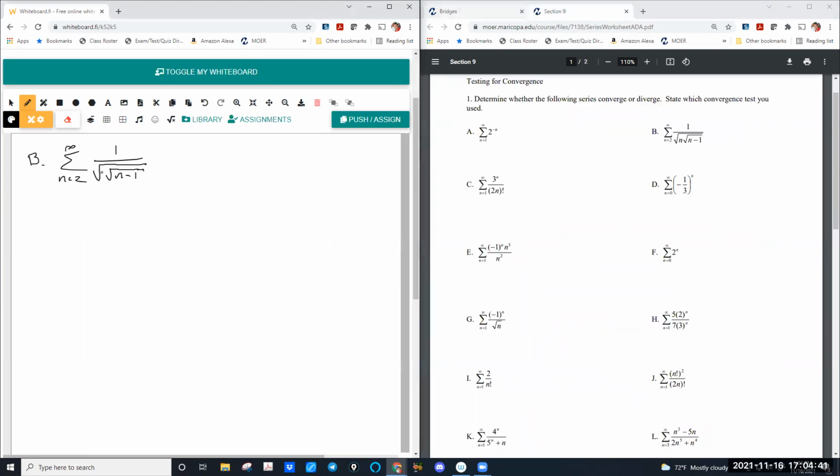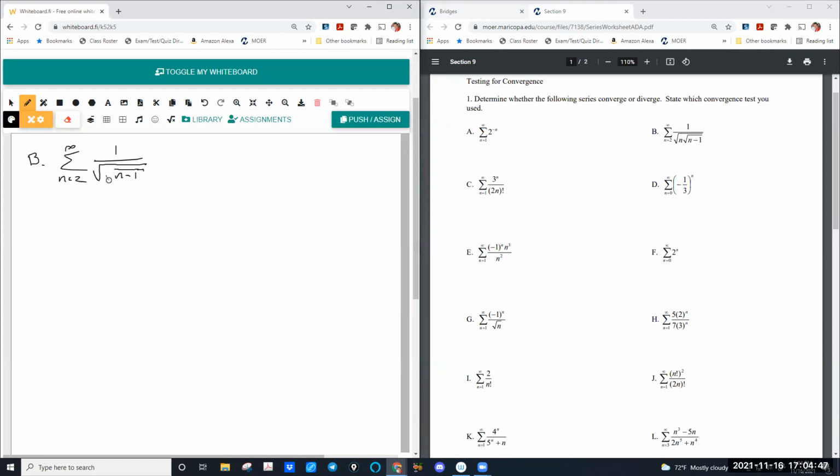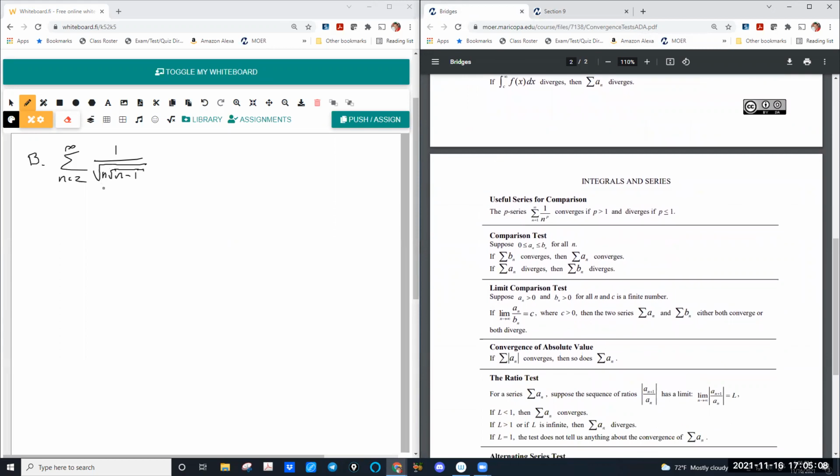Oh, there's another n in there. That's what's missing. Let me fix that real quick. There should be an extra n under this. So if that minus 1 was not there, this would look a lot like our P series. What that tells me is I'm going to want to compare it to a P series, either comparison test or limit comparison test, whichever one we think is easier. And we've got to figure out what to compare it to.